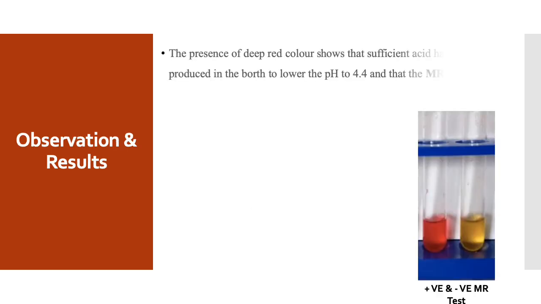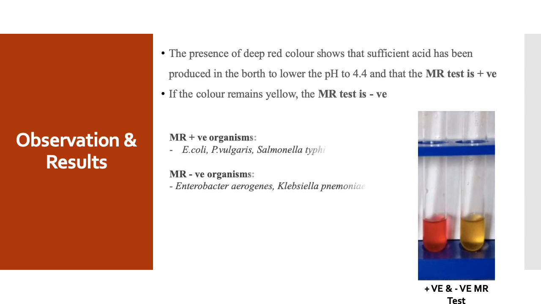The presence of deep red color shows that sufficient acid has been produced in the broth to lower the pH to 4.4 and the MR test is positive. If the color remains yellow, that means MR test is negative. Here in this photograph, the positive and negative MR tests are shown. Now we shall see which are the organisms that give MR test positive. Friends, bacteria like E. coli, Proteus vulgaris and Salmonella typhi give MR test positive. And bacteria like Enterobacter aerogenes, Klebsiella pneumoniae give MR test negative.